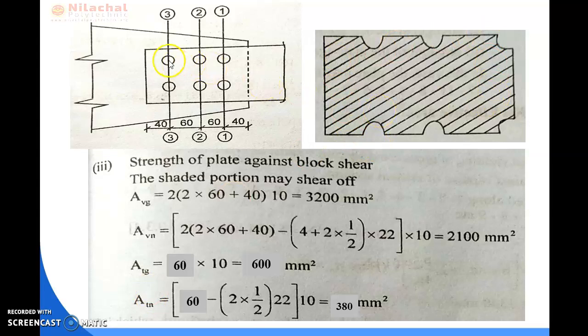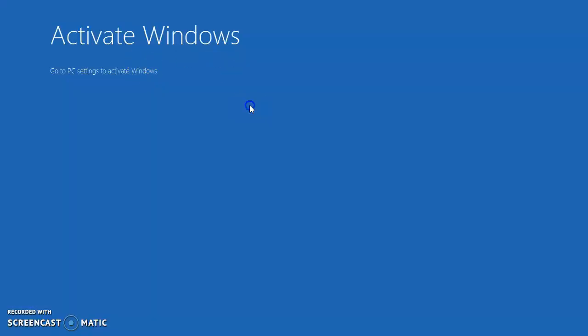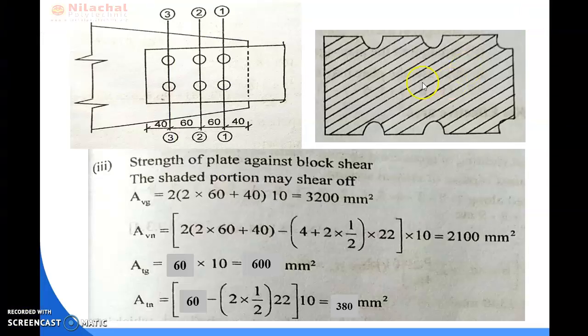So now you see here, this is your plate section and this plate section is connected by 6 bolts. The block shear portion will be along this line, and it is cut out vertically here and again horizontally up to this. So this portion is known as your block shear portion.